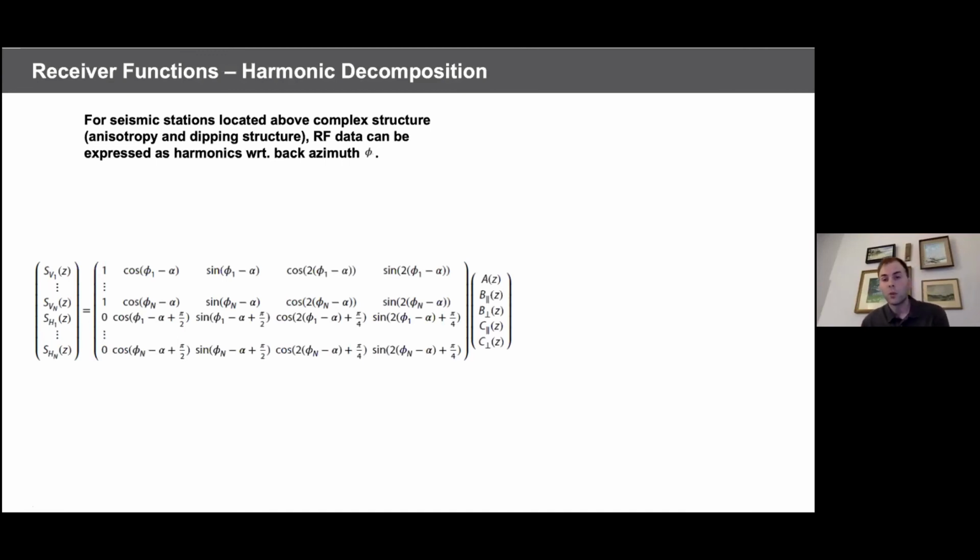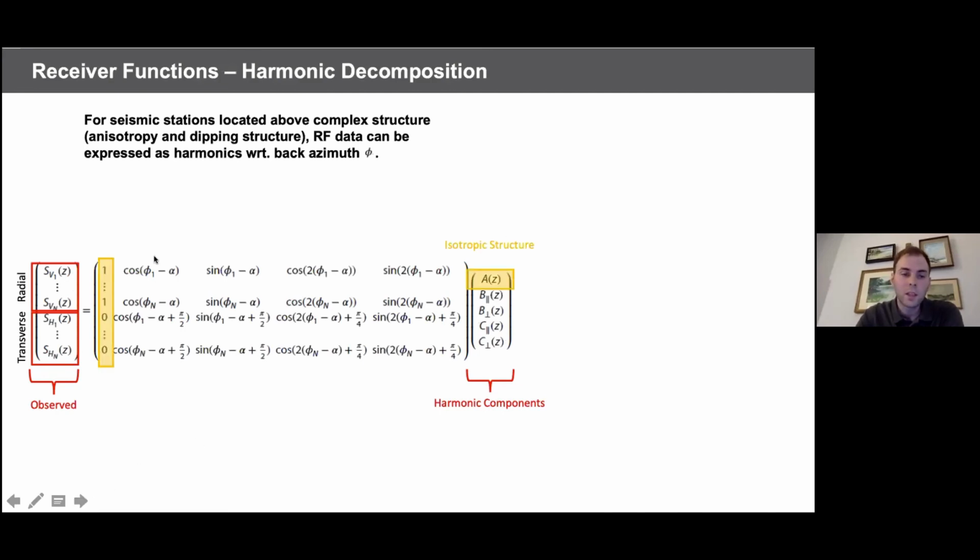But we're taking a more heuristic approach in this case, where we take our receiver function data set and just decompose it into a set of harmonics with respect to back azimuth. So imagine for a given station, you have n receiver functions, so you have your n radial and your n transverse receiver functions. And we're trying to transform the data set into a set of 5 harmonics. And what these harmonic components represent depends on this transformation matrix.